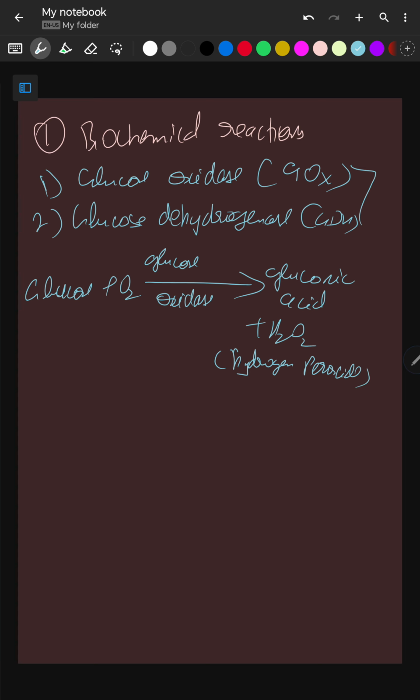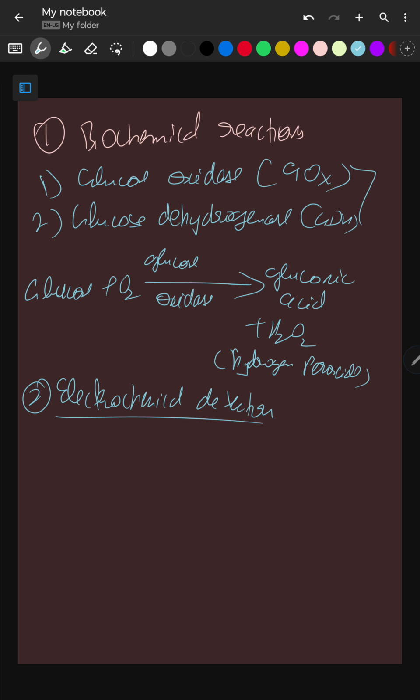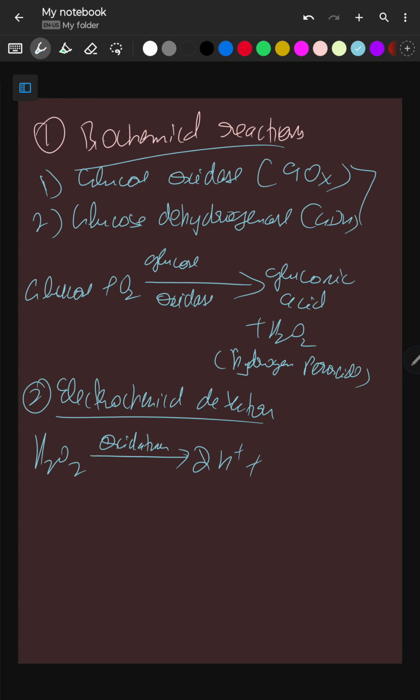So what did I say? When the glucose in the blood reacts with any of the two enzymes, it forms gluconic acid and H2O2, hydrogen peroxide. Next comes the electrochemical reaction or detection part. Here the H2O2 will undergo oxidation in one of the electrochemical cells. It will form 2H+, 2 electrons and O2. This will generate a detectable or measurable amount of current.